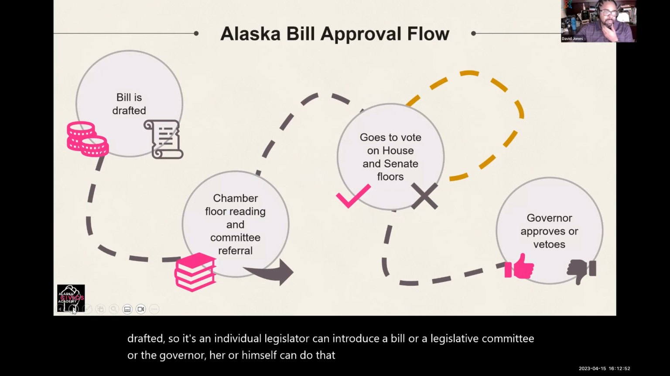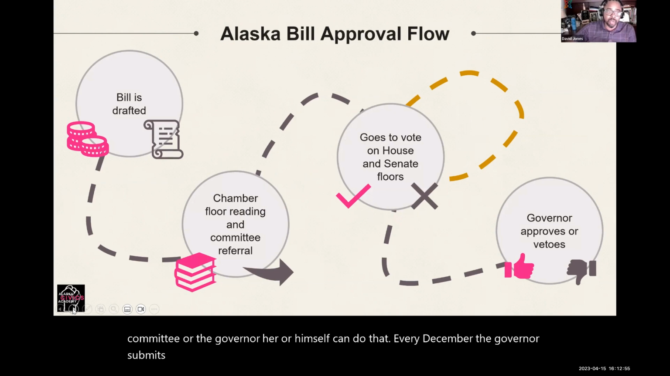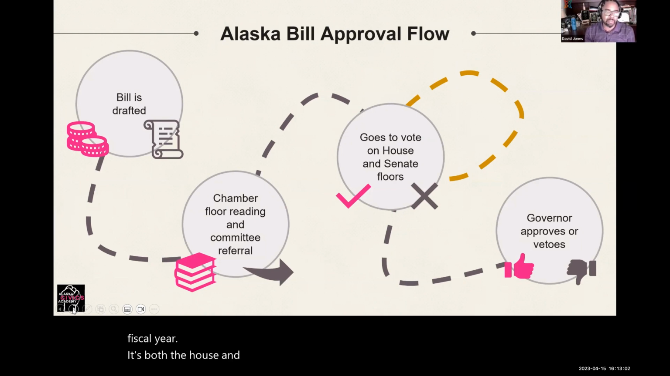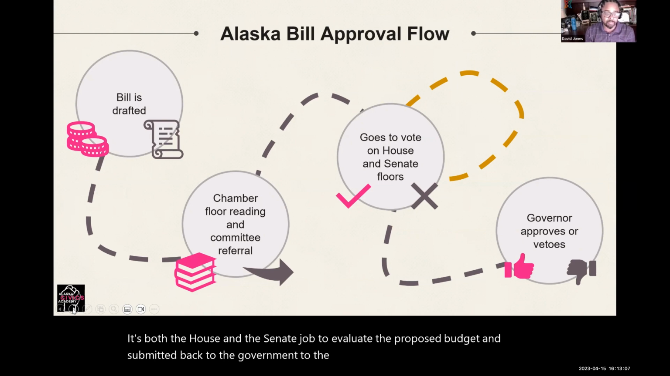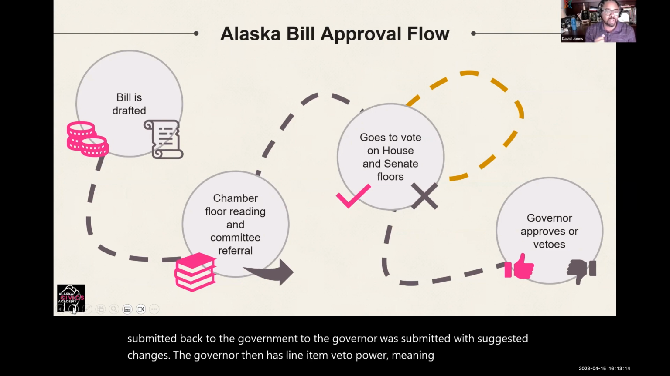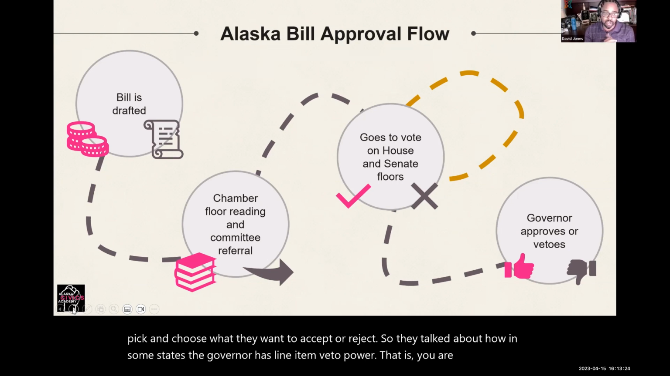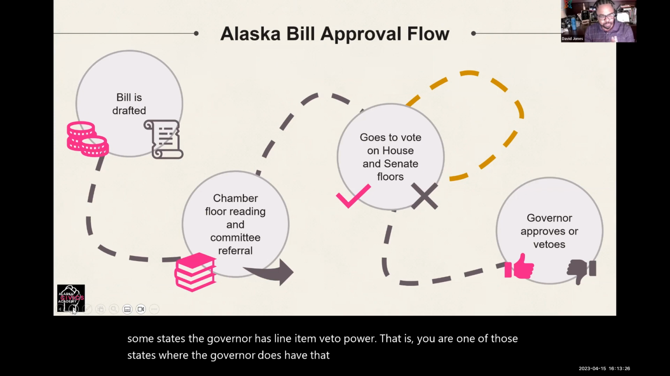Every December, the governor submits a proposed budget for operating the state's government over the fiscal year. It's both the House and the Senate's job to evaluate the proposed budget and submit it back to the governor with suggested changes. The governor then has line item veto power, meaning that she or he can pick and choose what they want to accept or reject. In some states the governor has line item veto power, and Alaska is one of those states.